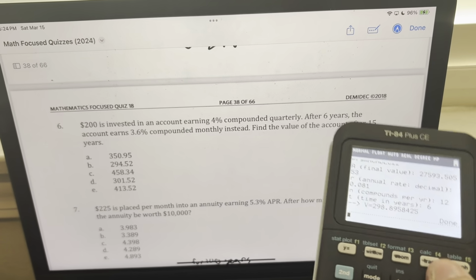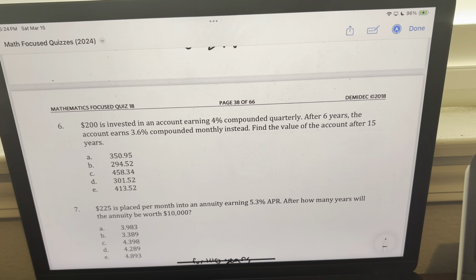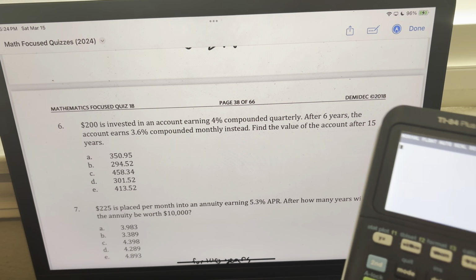Okay, next question. We've got $200 invested at 4% compounded quarterly for 6 years. And then after 6 years, it earns 3.6% compounded monthly instead. And then we have to find the value after 15 years. So this is going to be a bit more complicated, but I'm going to walk you through it.